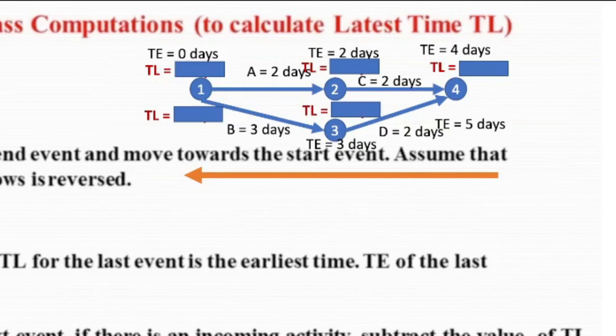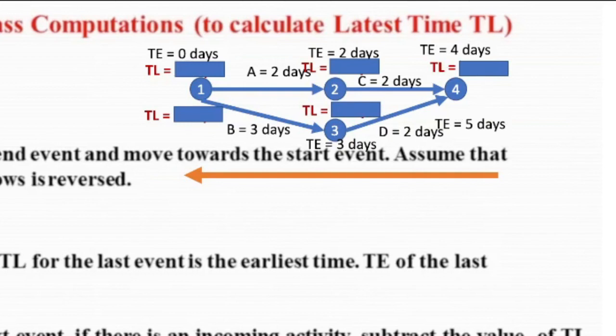The forward pass is from left to right and the backward pass is from right to left. So we begin from the end event, which in this figure is 4, and then we move towards the start event, which here is 1. Okay, so for step 2, the latest time, or the TL, for the last event is the earliest time.